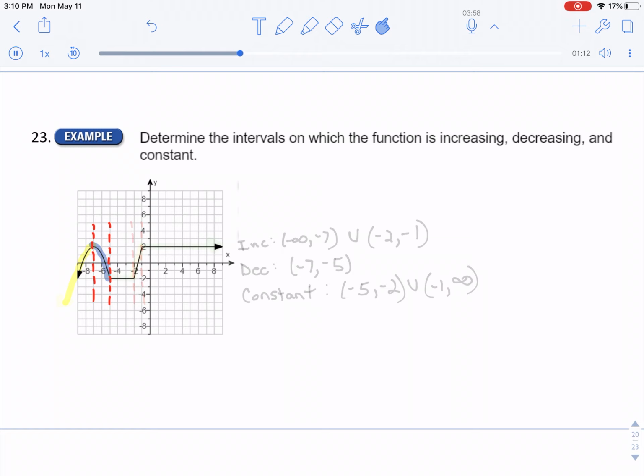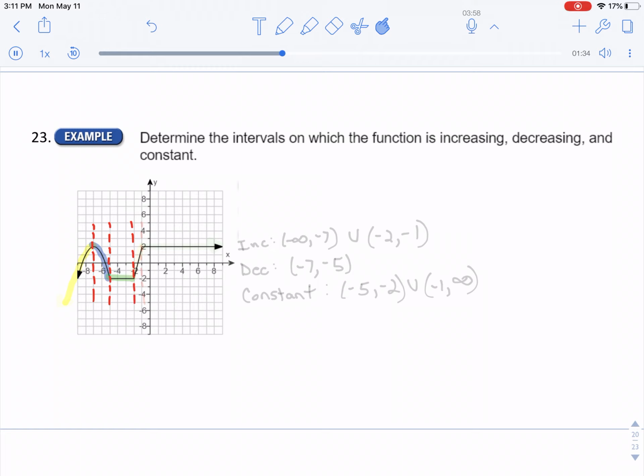Now, at x equals -5, my pen starts doing something different. It's going from right to left, but it's not going up or down. That's called constant. So from -5 to -2, this function is constant. So again, let me draw these dashed lines in here because that x value is what we care about.